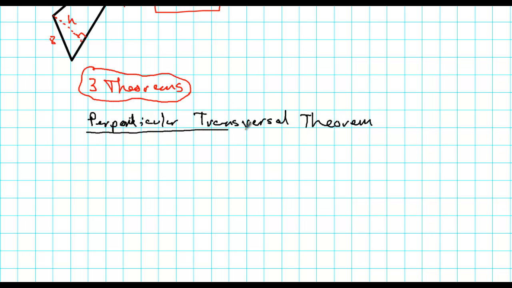Okay? And what we're going to do is prove the perpendicular transversal theorem. The other 2 theorems don't have a name, but you still need to know them, and you need to be able to shorten them to describe them. And it shows you exactly how to do it in the book. So you need to look that up and make sure you can do it.